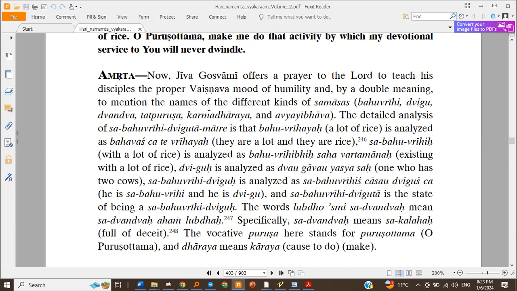So wait, are you saying that Param Sundar is a Bahuvrihi Samasa? Yes, yes. I see. Then it would be Paramaschasau Sundarascheti. Yeah, he who is Parama, he is Sundara as well, like both. So that's Bahuvrihi. I see.